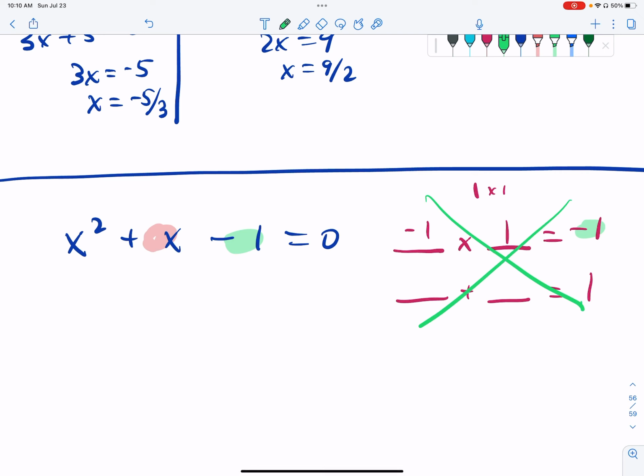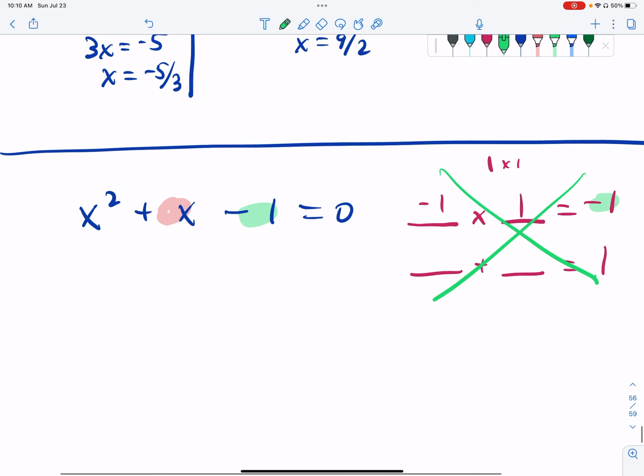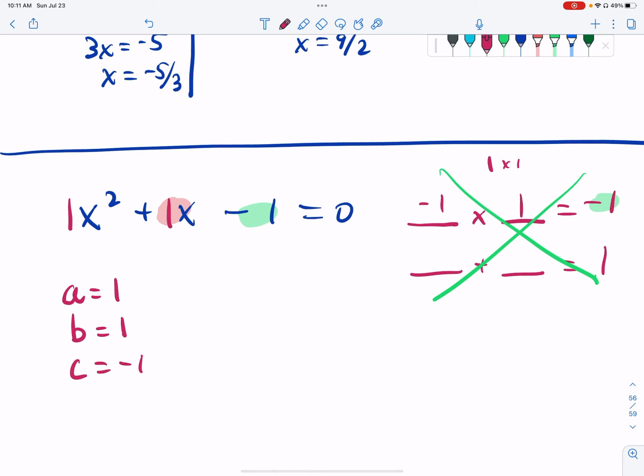So my fallback plan, quadratic formula. I just have to figure out what my A, my B, and my C are, which is pretty easy to do. A is equal to the 1 that's right in front of the x squared, the quadratic term. So 1. My B is also equal to 1. It's the implied 1 that's here. And my C value is equal to -1. It's this green thing that's at the end.